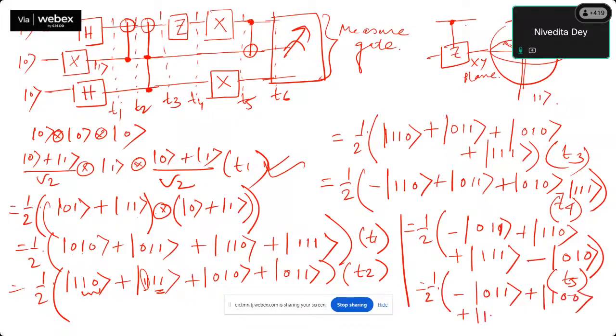Q1 is control, Q2 is target. Q1 is control, therefore no change. And if you measure it, you will just get the values 0, 1, 1, 1, 0, 0, 1, 0, 1, and 0, 1, 0.